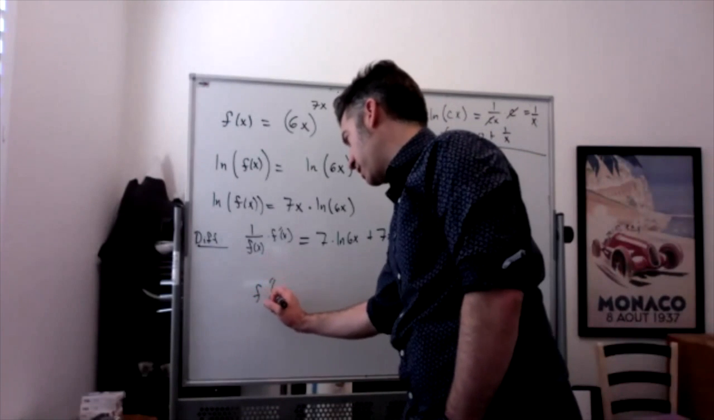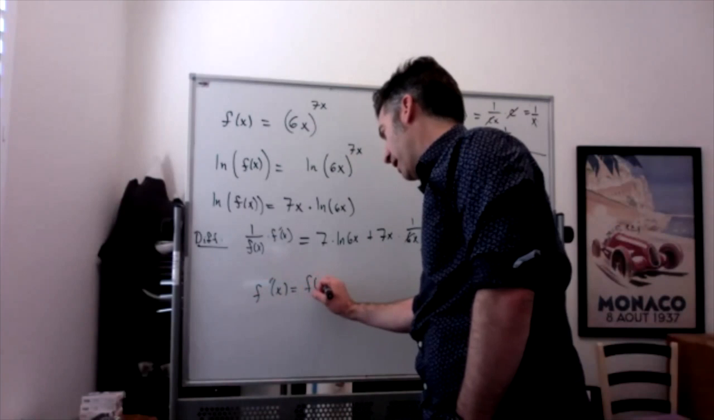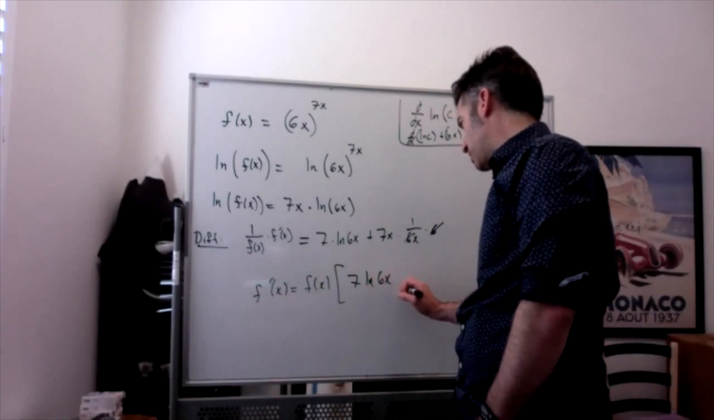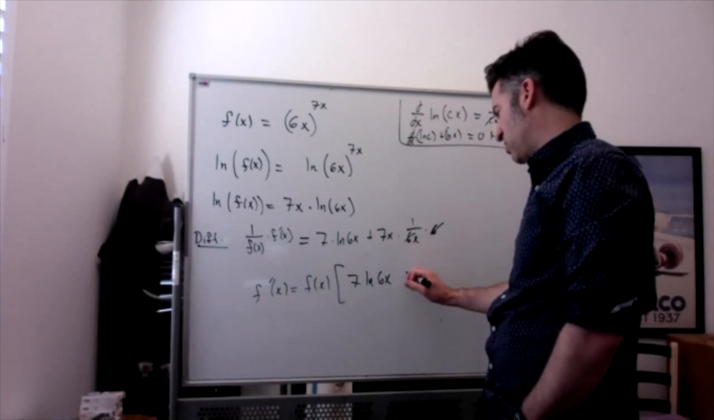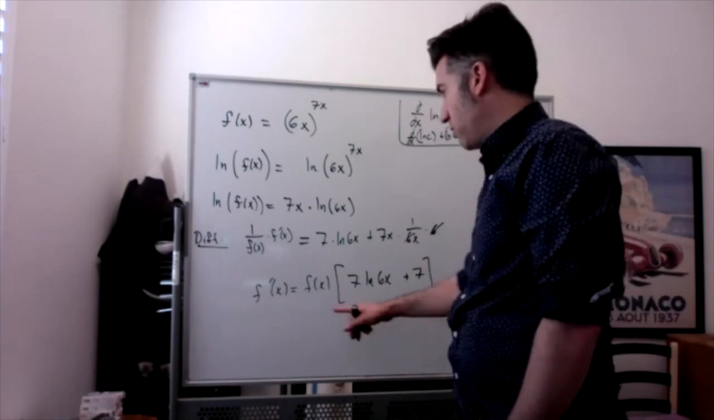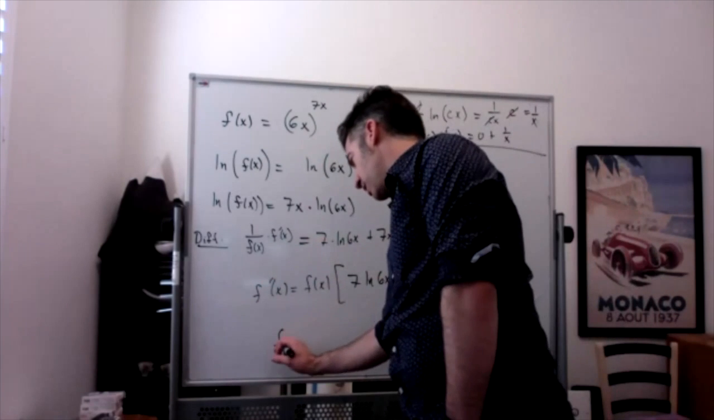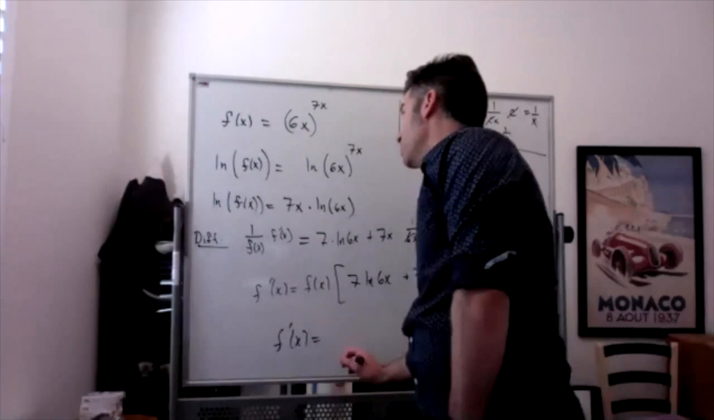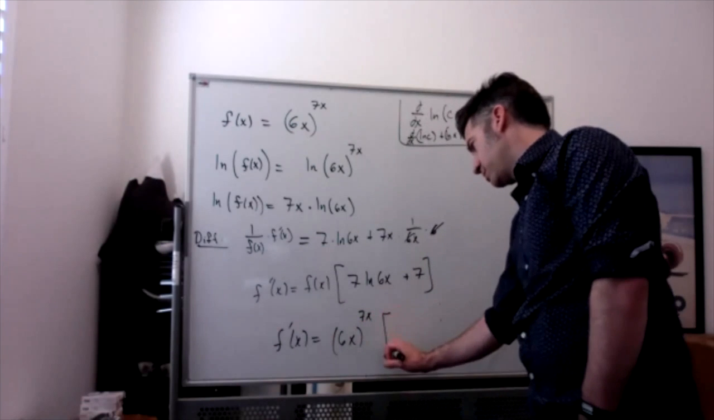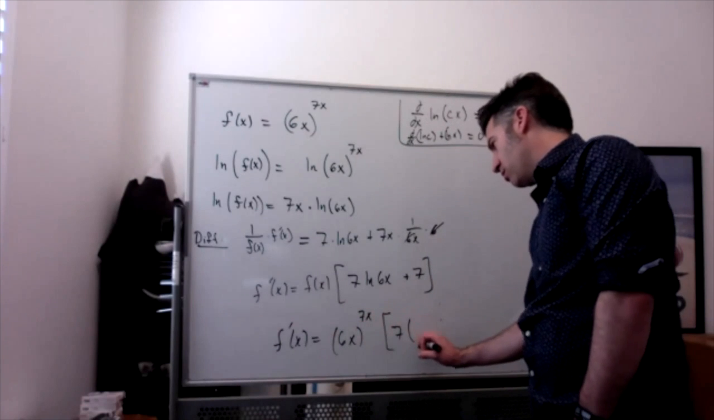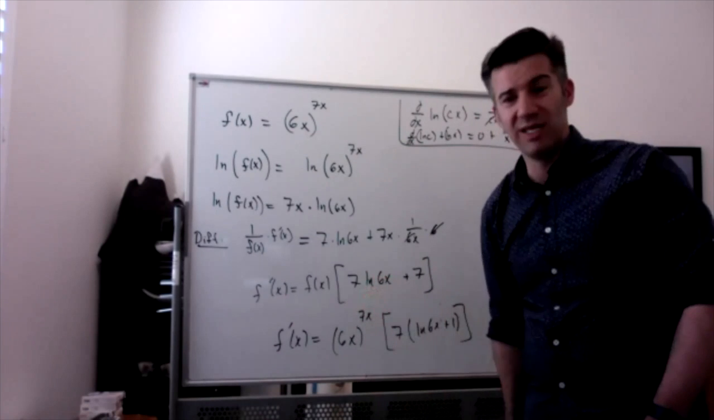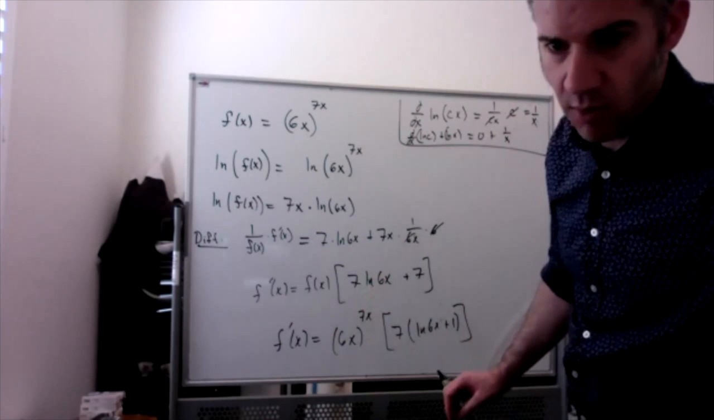So f prime of x equals f of x times 7 natural log of 6x. And the x is also canceled here, so you just get plus 7. How exciting. And then finally, replace f of x with what it's equal to. You get f prime of x equal to 6x to the 7x times, you might factor out a 7 here, natural log of 6x plus 1. Probably don't need to factor out a 7, but hey, why not?